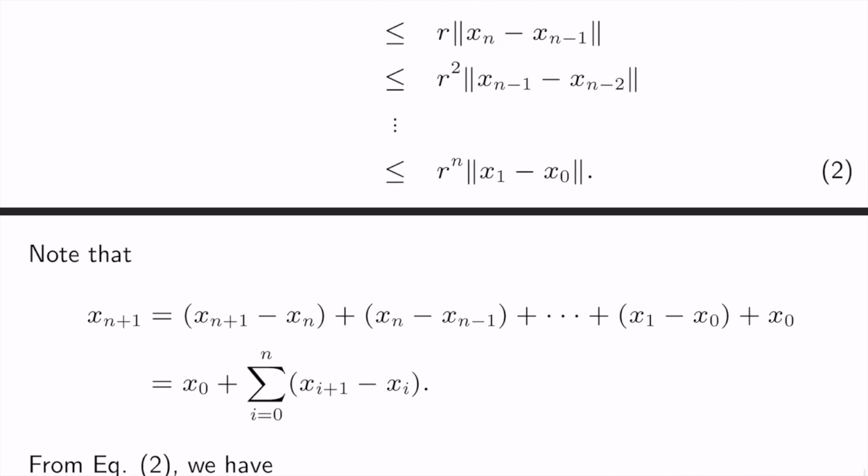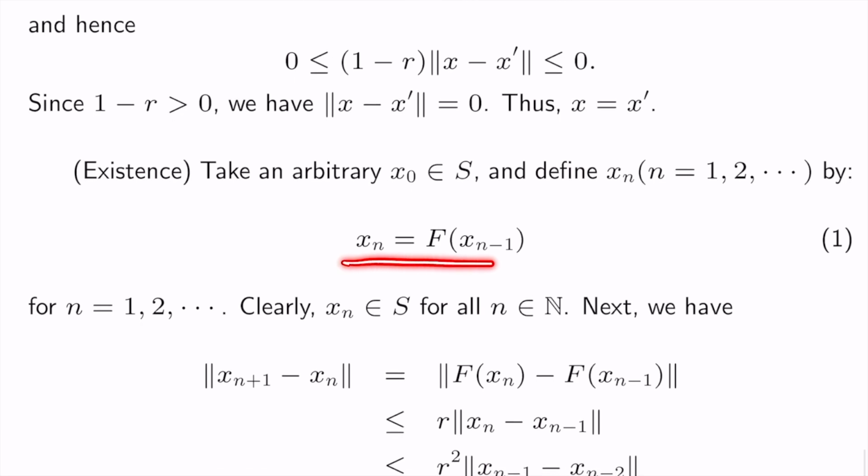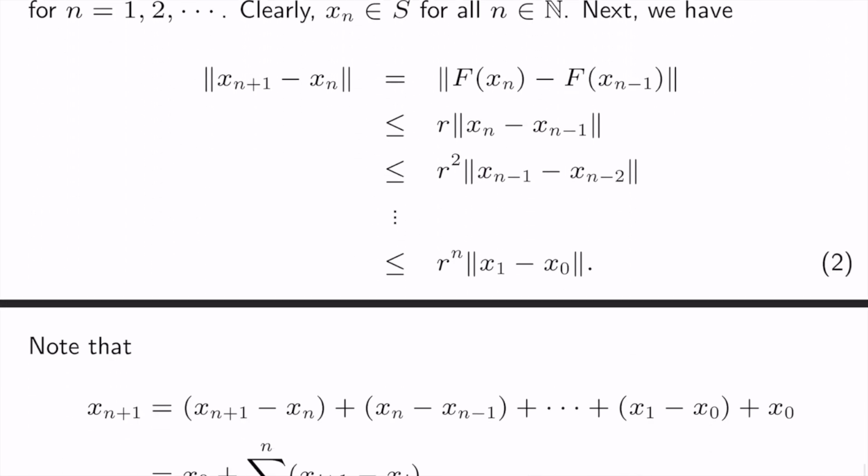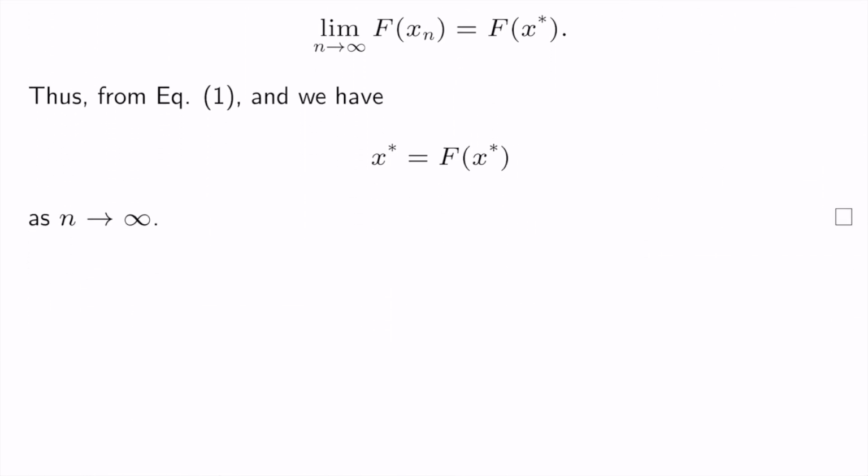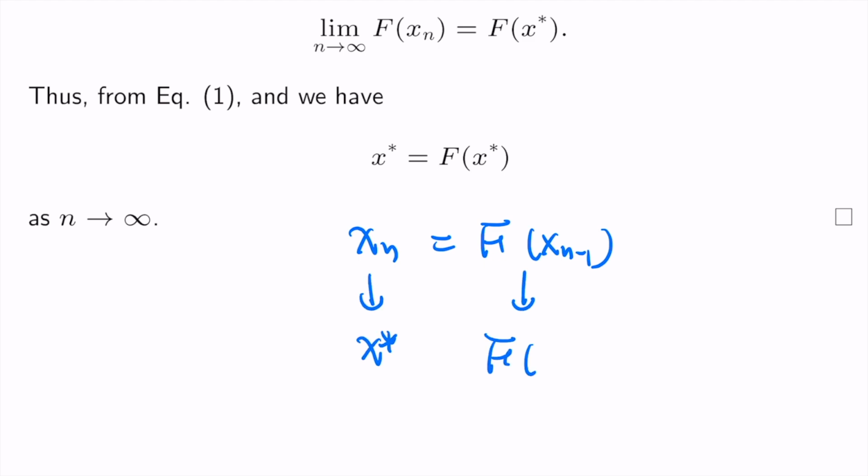And from the first equation, the defining equation of the sequence, we have xn equals f of xn minus 1. So this converges to x star, and this converges to f of x star, and they are equal. Therefore, a fixed point exists, and we are done.